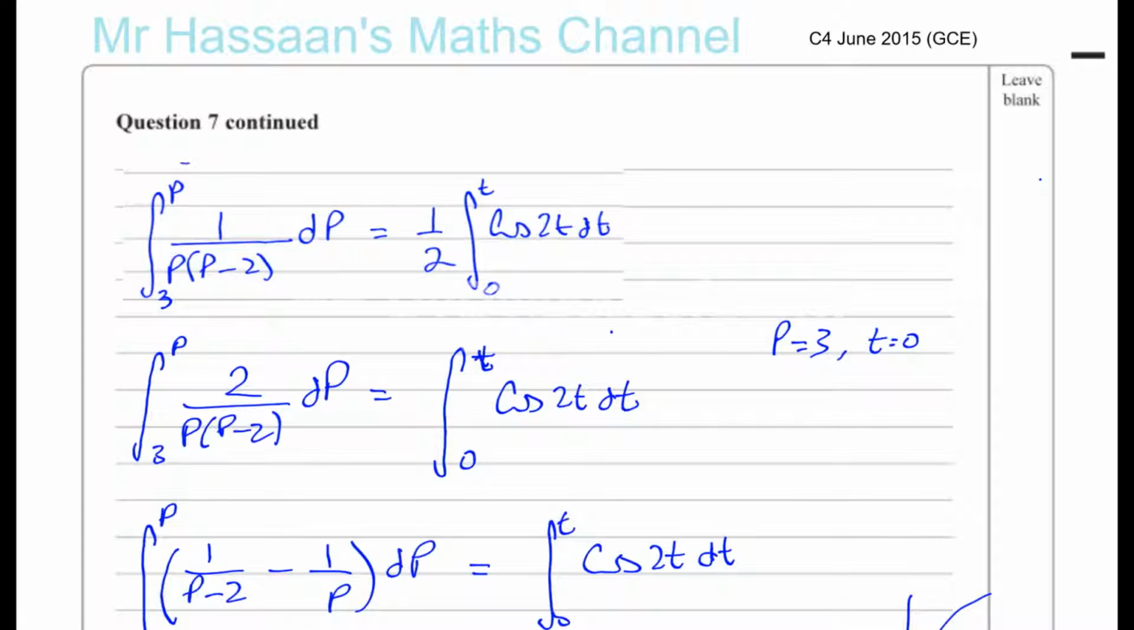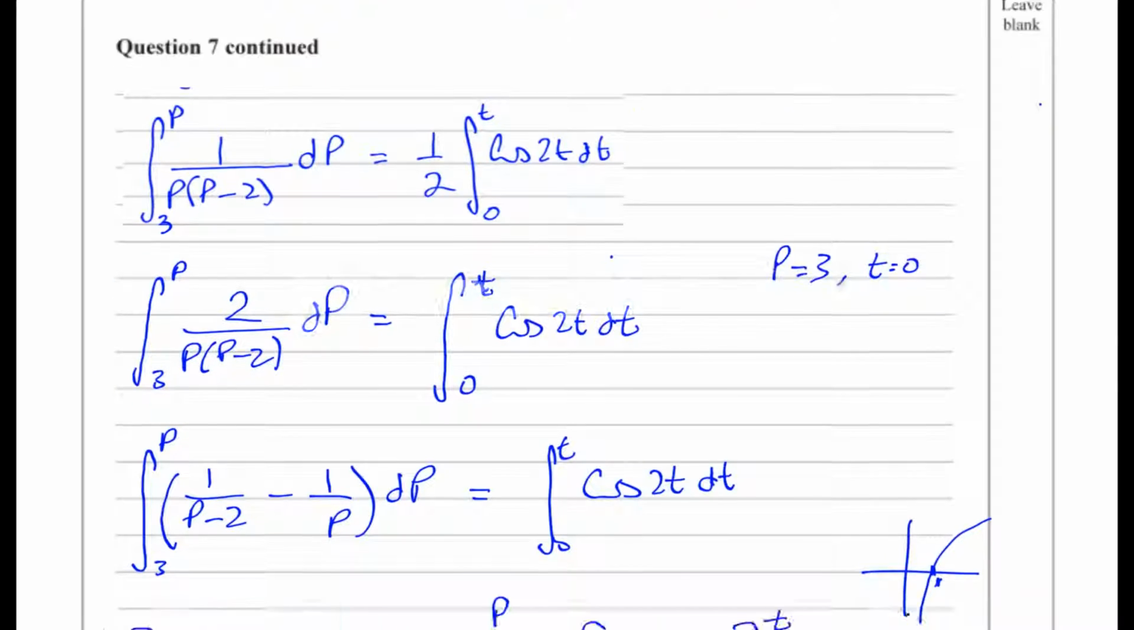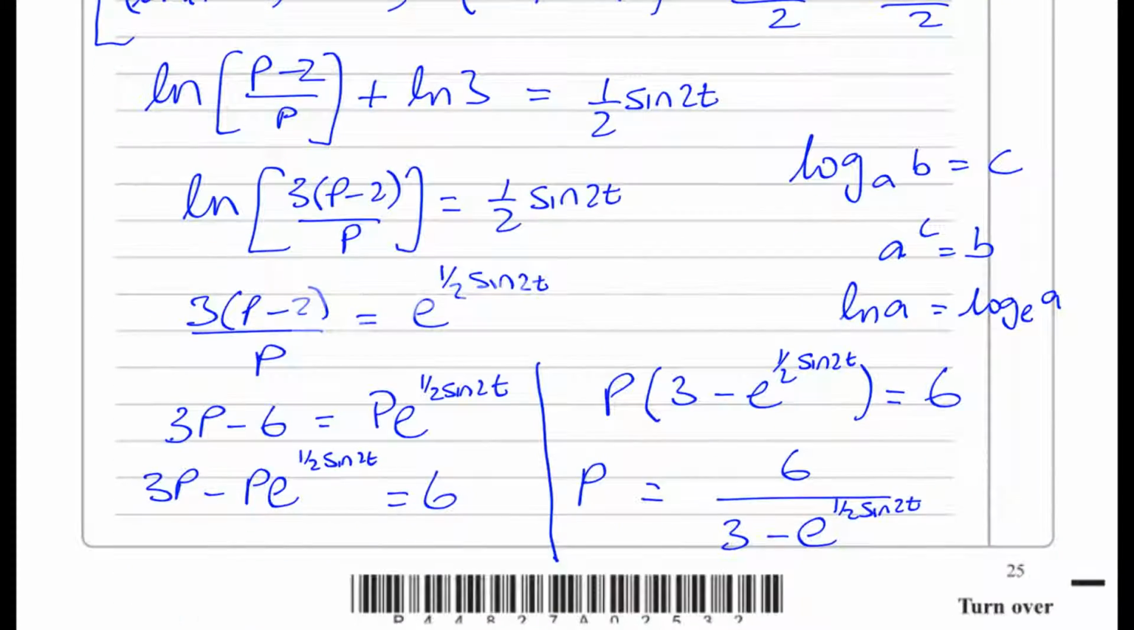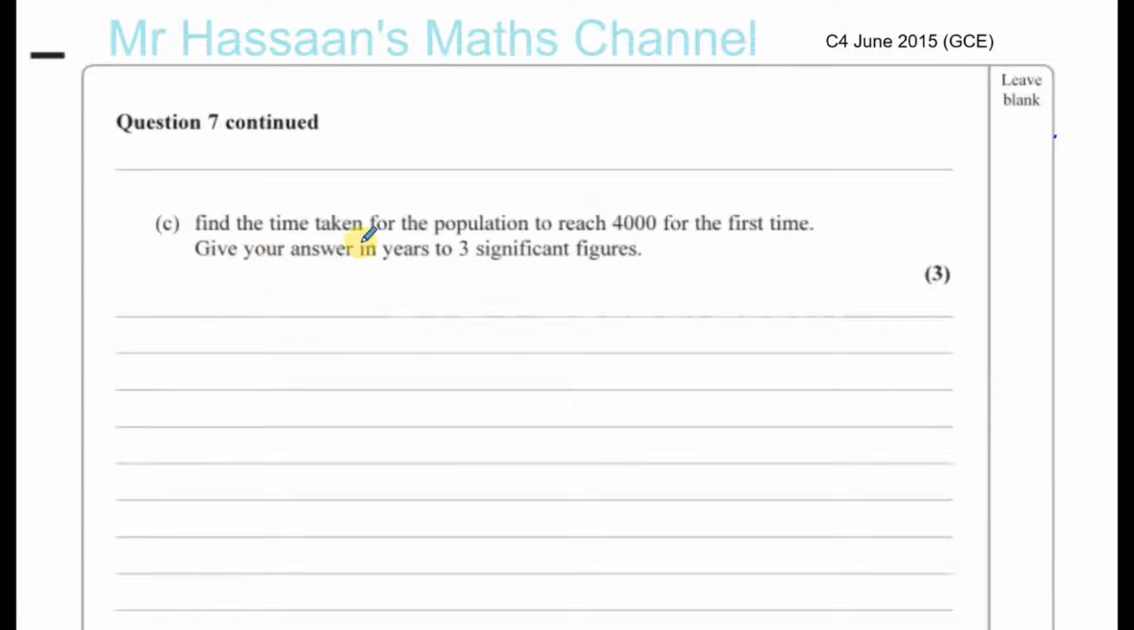Okay, so as I said, I really like this method where you're given values and you can put the variables on top and the values you've got underneath, and then you don't have to have the plus c and all that. It automatically calculates that for you. Okay, so next it says find the time taken for the population to reach 4,000 for the first time.